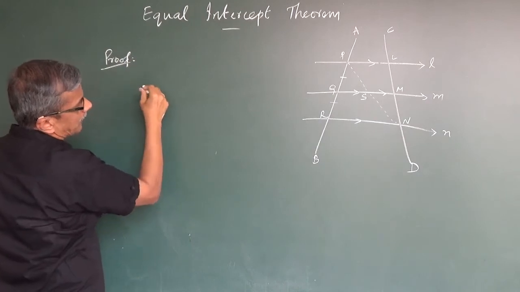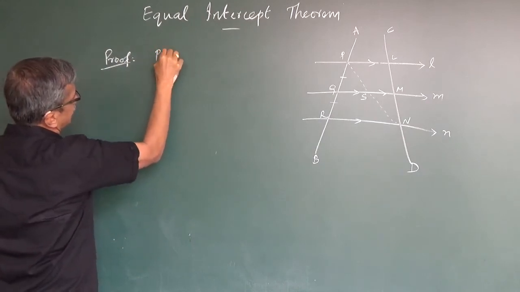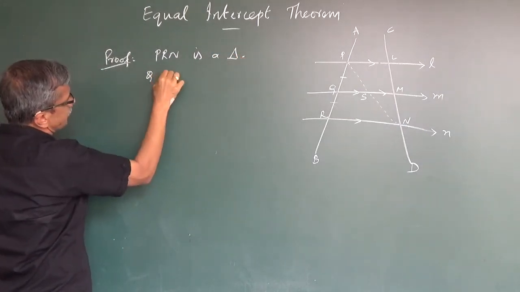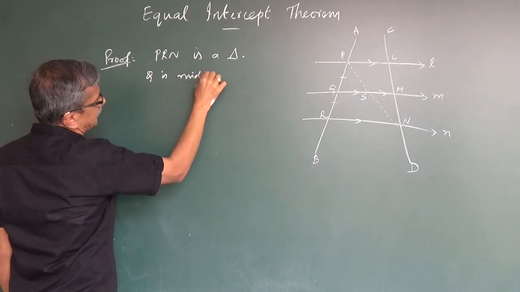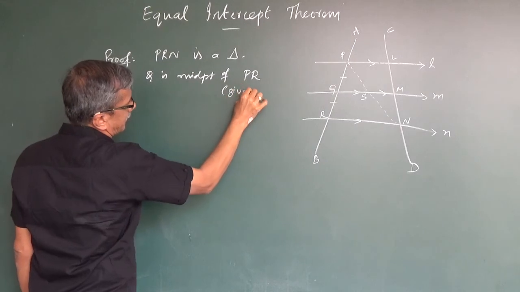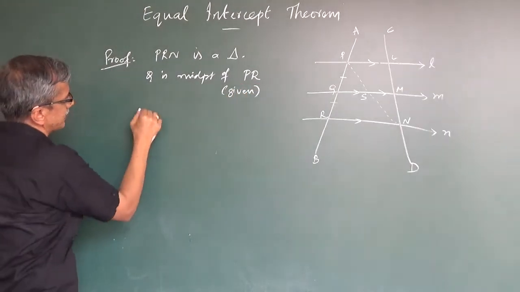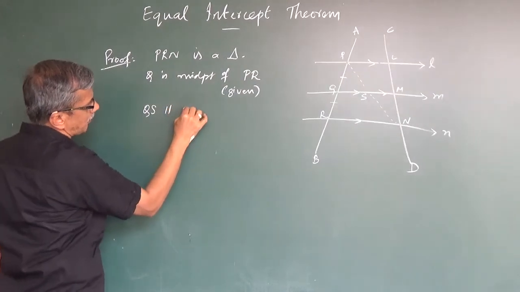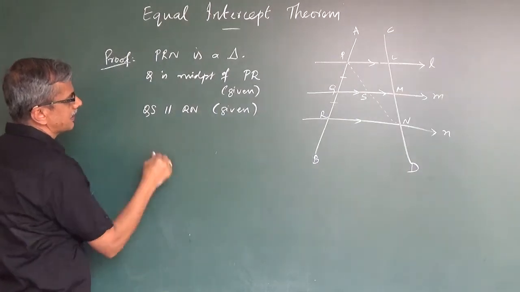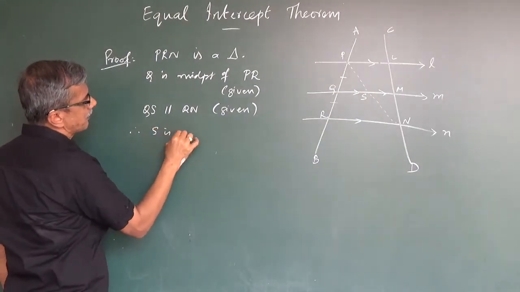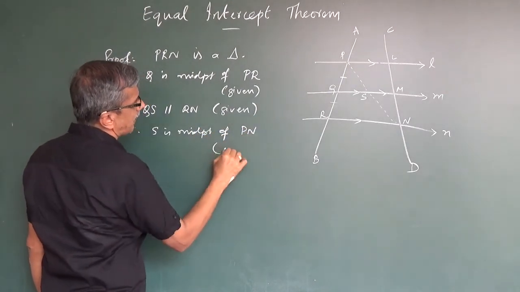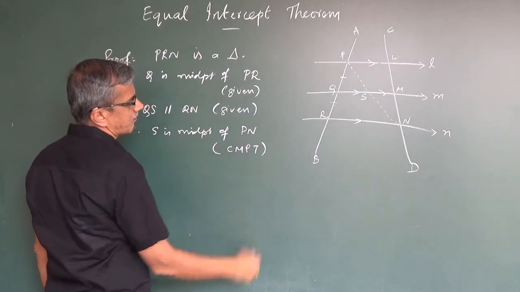Proof: PRN is a triangle. Q is a midpoint of PR, this is given. QS is parallel to RN, that is also given. Therefore, S is the midpoint of PN by the converse of the midpoint theorem.